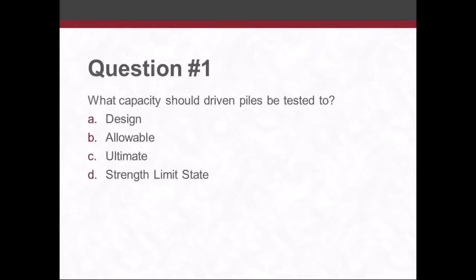Okay, Brian, please continue. Okay, question number 1: what capacity should driven piles be tested to? The answer is C, the ultimate capacity.